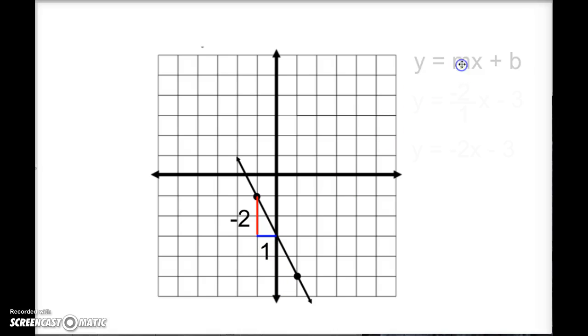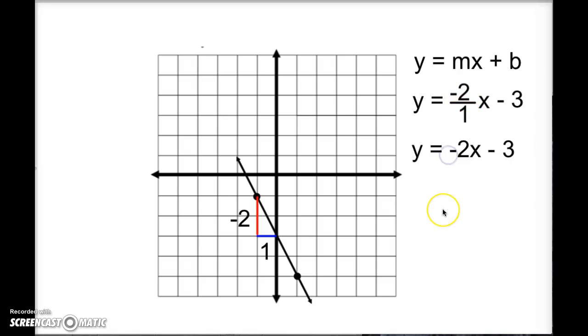So I'm trying to put this in y equals mx plus b form. So y equals, my slope is -2 divided by 1, x, and then now my y-intercept, here's 0, 0, is -1, -2, -3. So it's going to be -3. Well, -2 over 1 is the same thing as -2. So the equation for this line is y is equal to -2x minus 3.